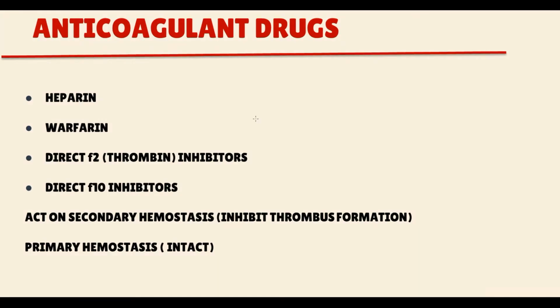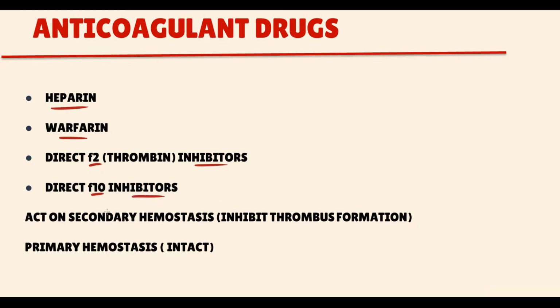We have four major classes of anticoagulant drugs. Heparin and Warfarin have their own specific mechanism of action. In addition to them, we have direct factor II inhibitors, so-called direct thrombin inhibitors, because factor II is thrombin, and another class is direct factor X inhibitors.